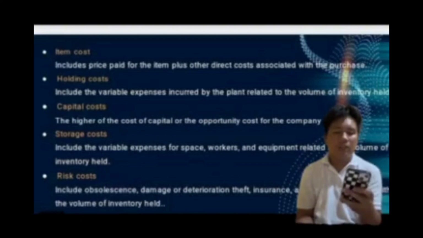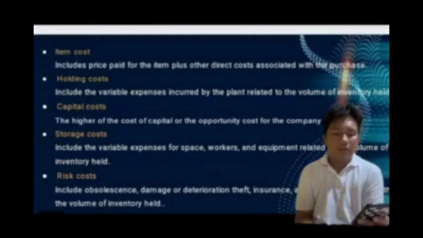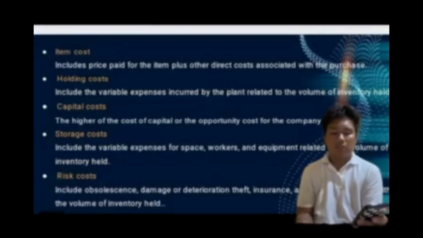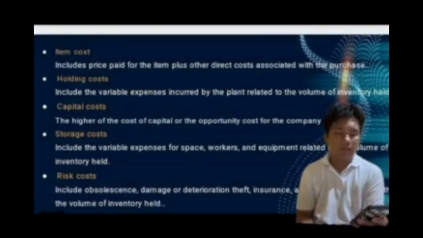Holding cost includes the variable expenses incurred, related to the volume of inventory held. Holding cost refers to the amount of money that needs to be paid in order to store unsold inventory.